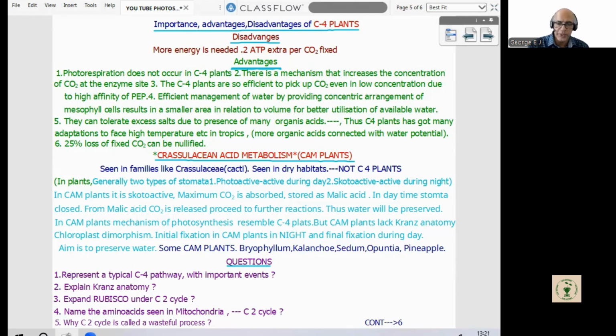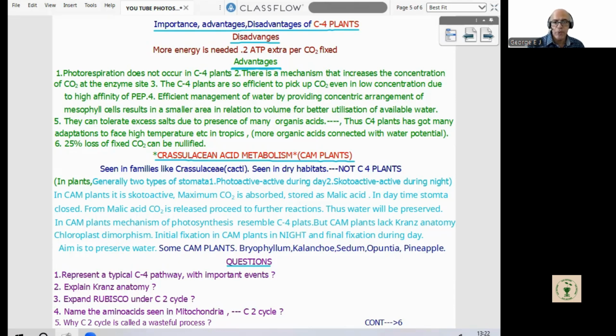Now, advantages of the C4 cycle. The main advantage is photorespiration will not take place in C4 plants, and there is a mechanism that increases the concentration of carbon dioxide at the enzyme site, so no other reaction may take place. C4 plants are so efficient to pick up carbon dioxide, even at low concentration, due to the high affinity of PEP case. Efficient management of water: the concentric arrangement of mesophyll cells results in a smaller area in relation to volume, for better utilization of available water, because temperature will be high.